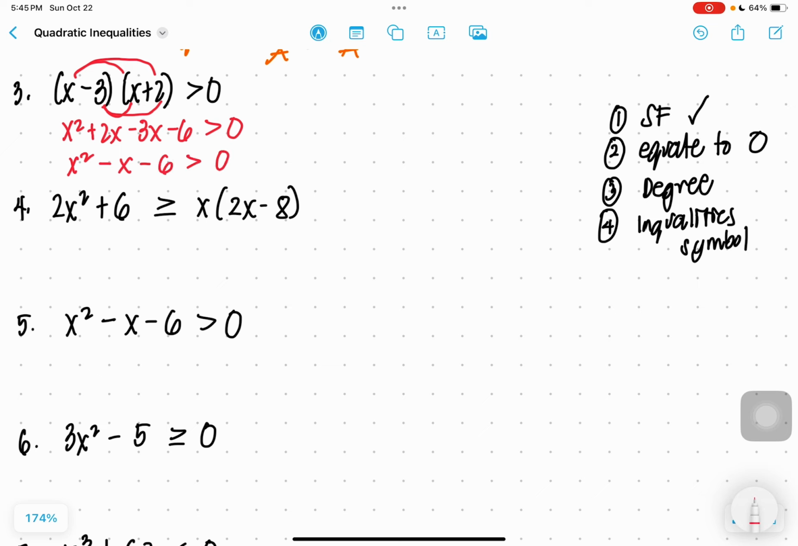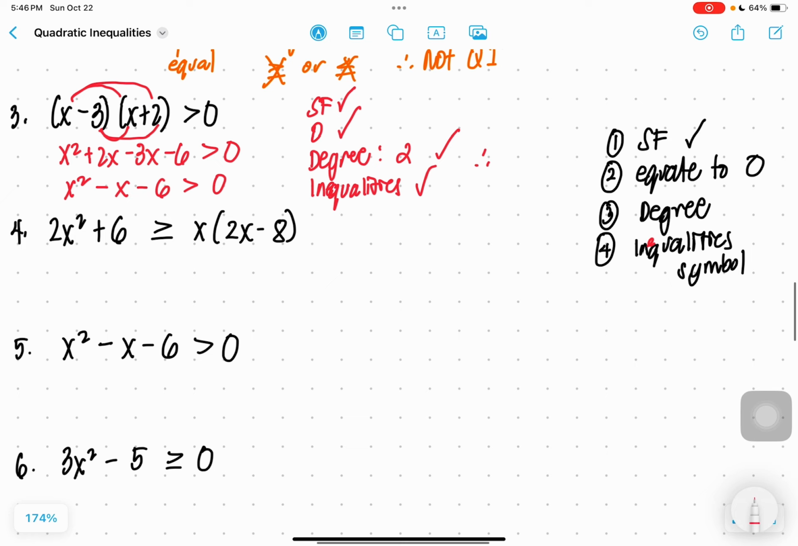Naka-standard form na. Check. Na-equate na natin sa 0. Check. Anong degree naman niya? Degree niya ay 2. Another check. May inequality symbol ba? Another check. Okay? So, therefore, number 3 is a quadratic inequality.